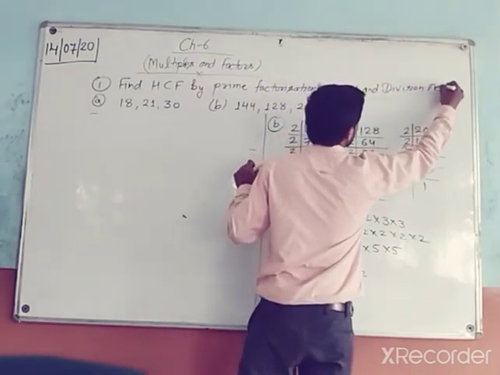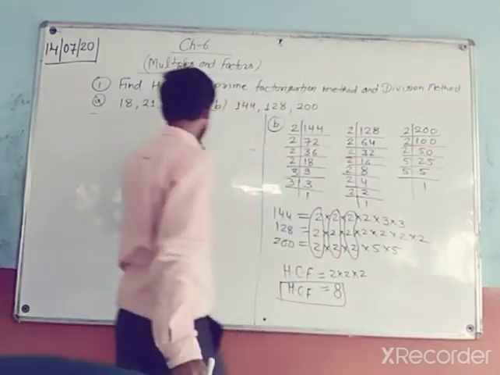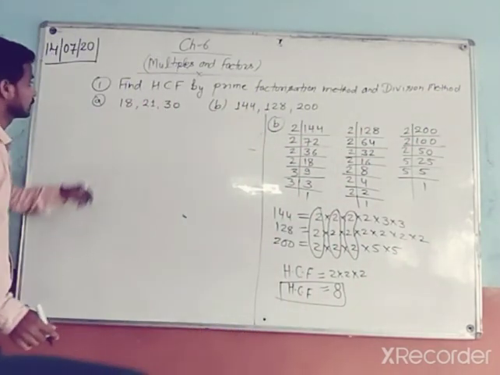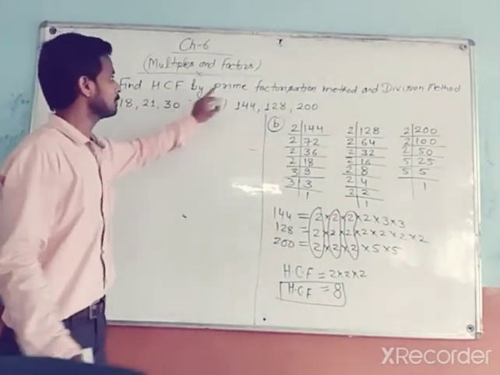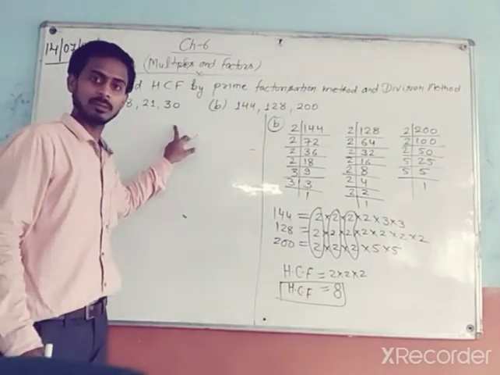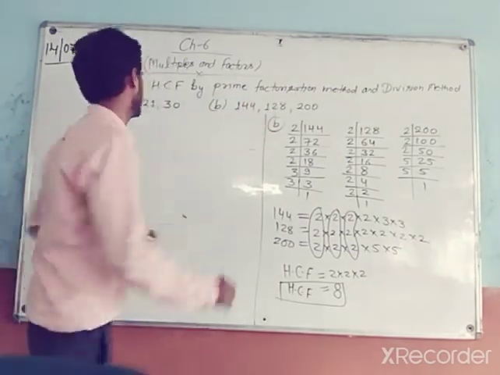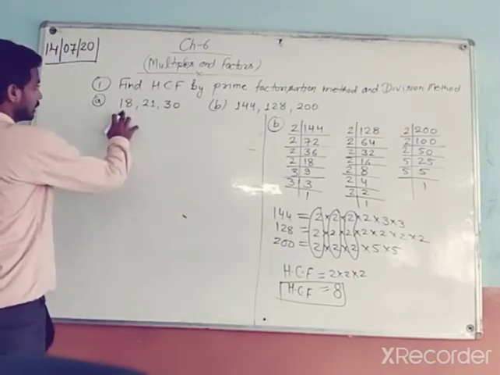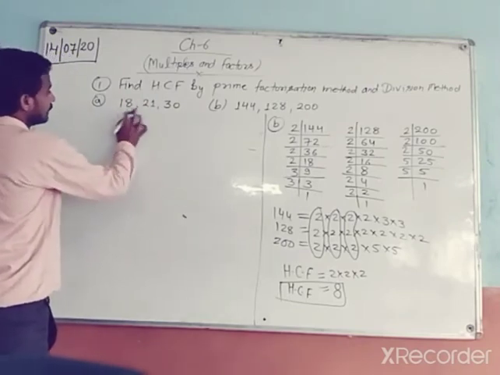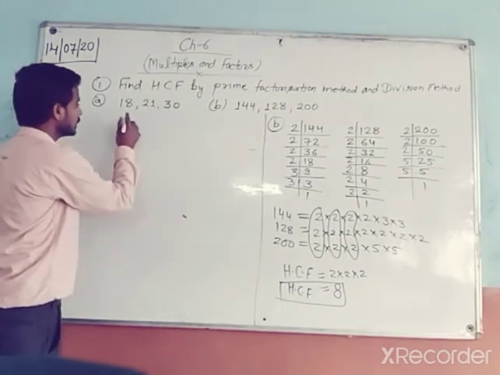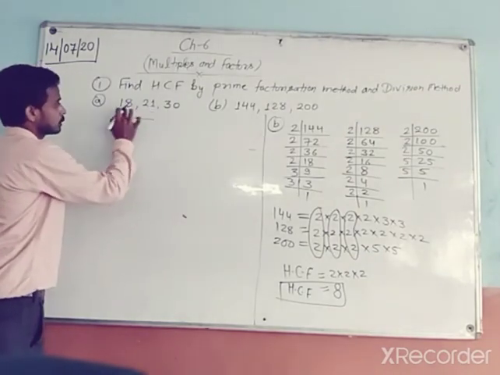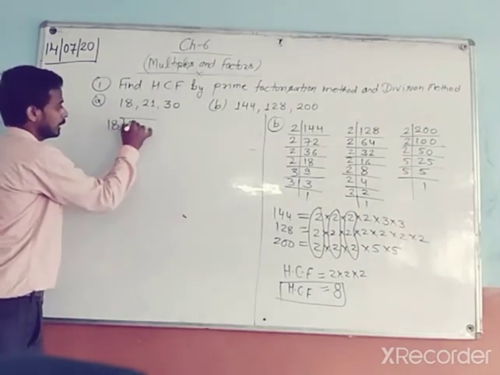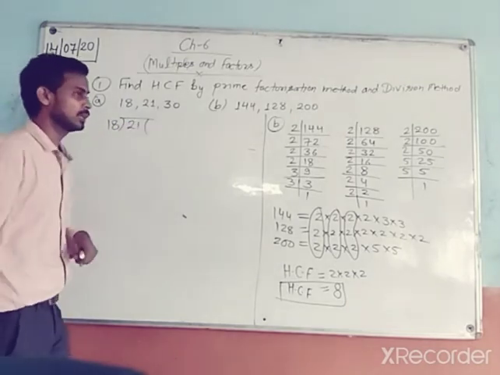See the difference. If the question is find SCF by PFM, we have done by PFM method, now by division method. So first of all, divide the smaller number by the smallest number. 18 is smallest and 21 is the second smaller number.